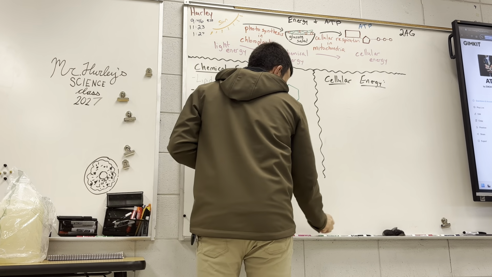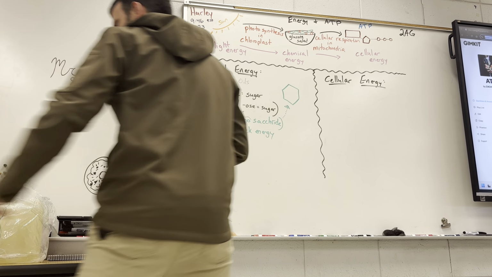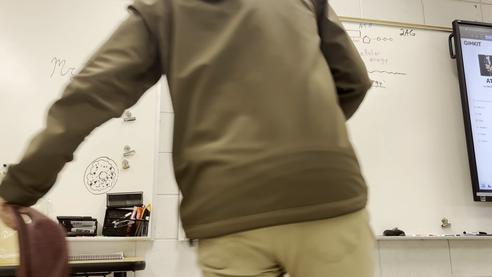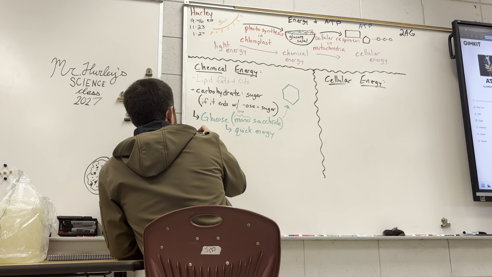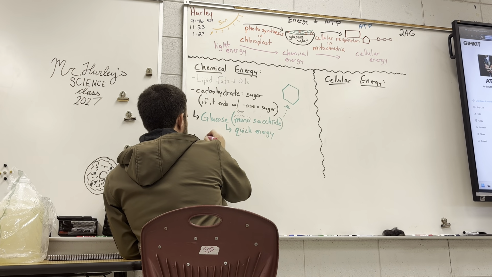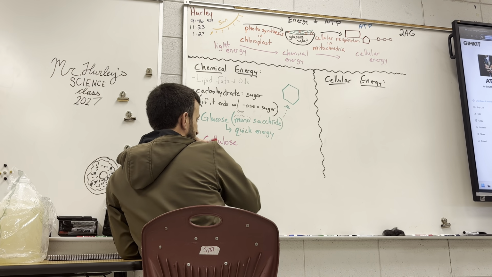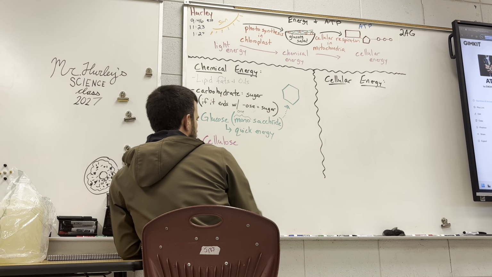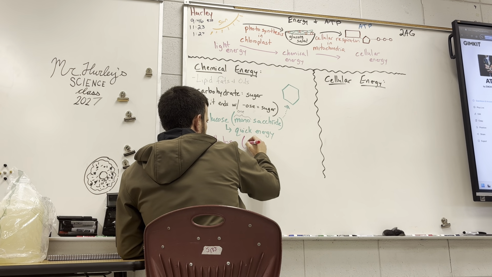Glucose. All right, let's change the colors. This one is going to be cellulose. What does OSE tell you about it? Sugar. Yeah, it's a sugar, some type of sugar. It's going to be cellulose. Cellulose is going to be a polysaccharide.